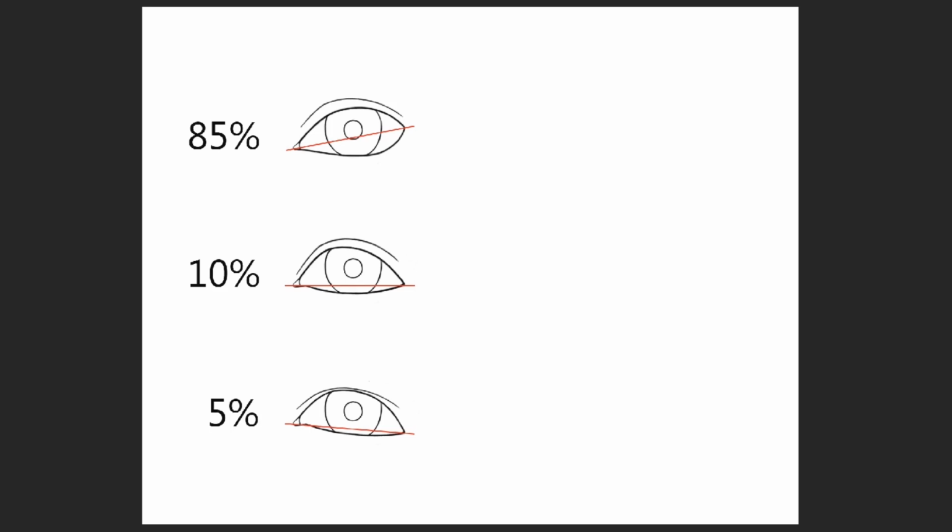Feel free to make a mental note of what type of eyes anyone you see has. Look in the mirror, see what type of eye you have, and I can guarantee that most of you will have the top type of eye.